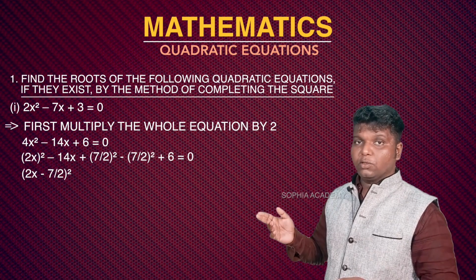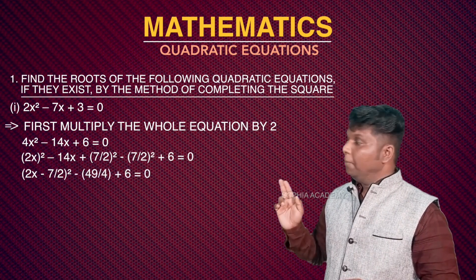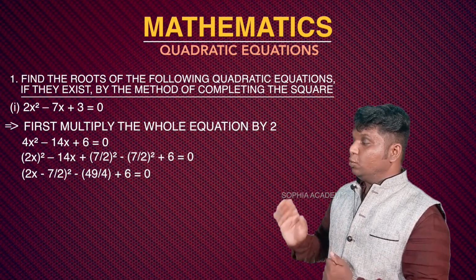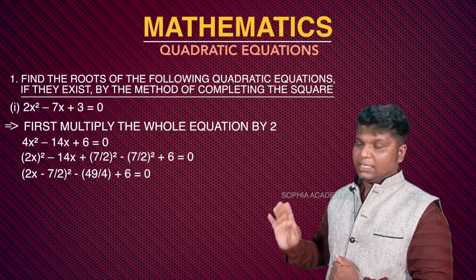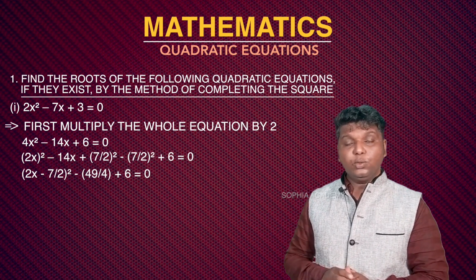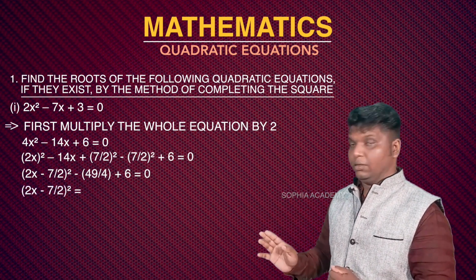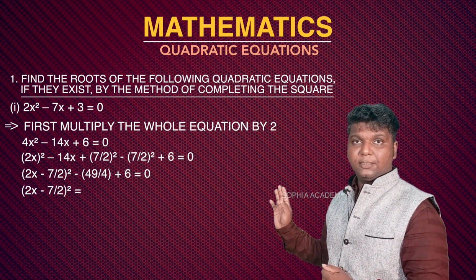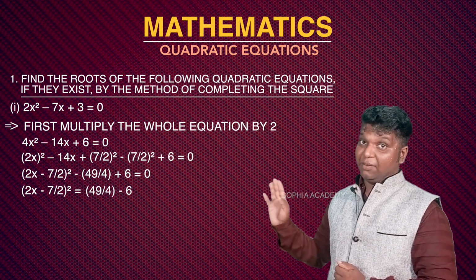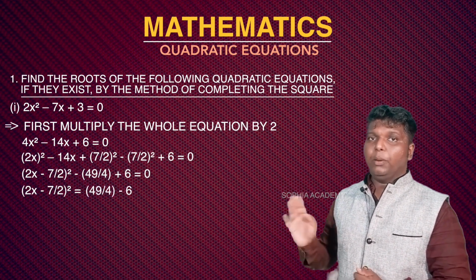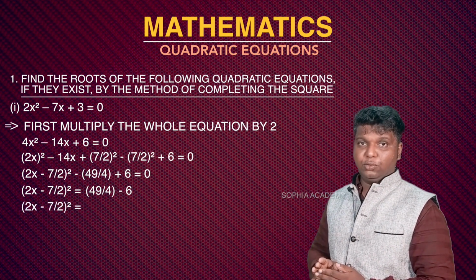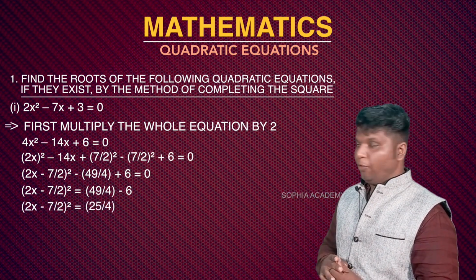So (7/2) the whole square means 49/4 + 6. Now keep the term (2x − 7/2) the whole square on the LHS and take all the other things to the RHS. So we will get (2x − 7/2) the whole square is equal to, what will become on the RHS? 49/4 − 6. The sign changes, right? Now by solving, you will get (2x − 7/2) the whole square is equal to 25/4.